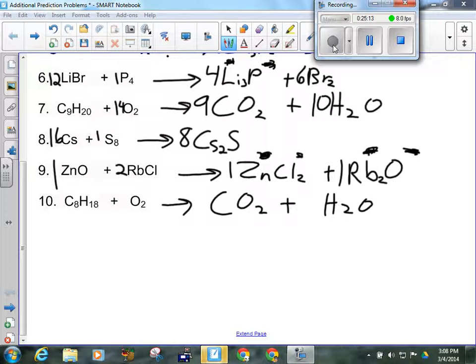I balance alphabetically. Do I need the rule of 2 this time? Yes, I have an even number of carbons. So start with a 2, that's 16 carbons. 16 carbons. 2 times 18 is 36. 18 times 2 is 36. 16 times 2 is 32, and 18 more is 50. 25 times 2 is 50.